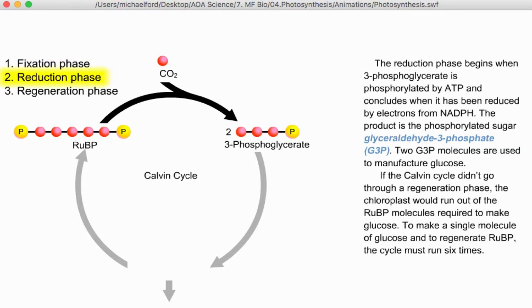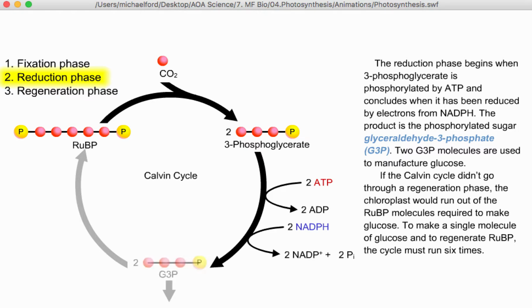The reduction phase begins when 3-phosphoglycerate is phosphorylated by ATP and concludes when it has been reduced by electrons from NADPH. The product is the phosphorylated sugar glyceraldehyde 3-phosphate, G3P. 2 G3P molecules are used to manufacture glucose. If the Calvin cycle didn't go through a regeneration phase, the chloroplast would run out of the RuBP molecules required to make glucose. To make a single molecule of glucose and to regenerate RuBP, the cycle must run 6 times.